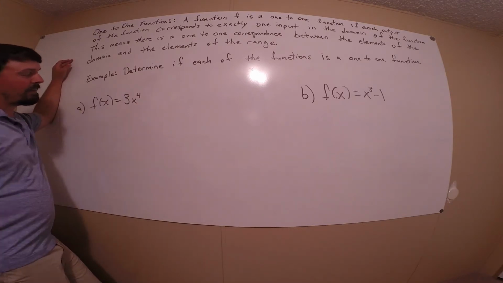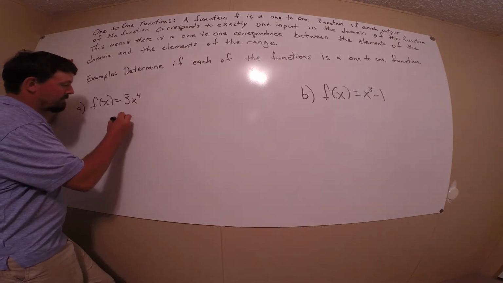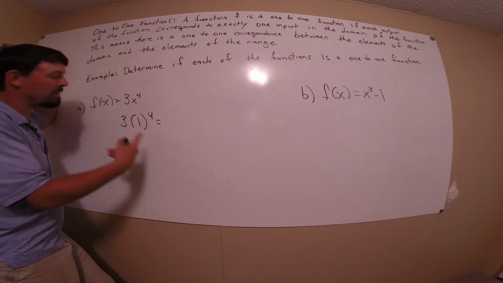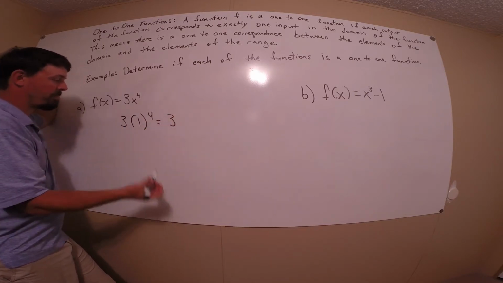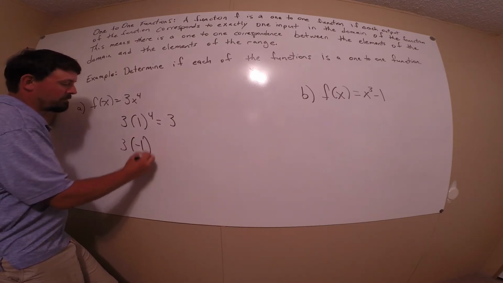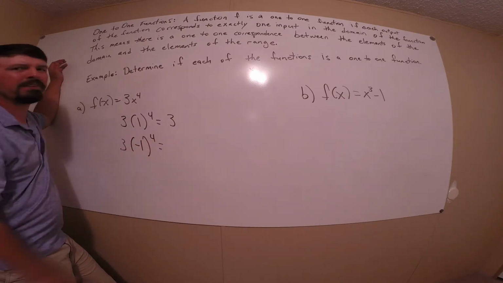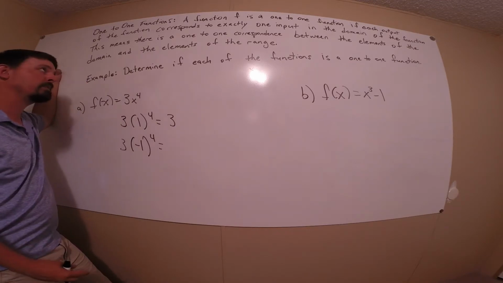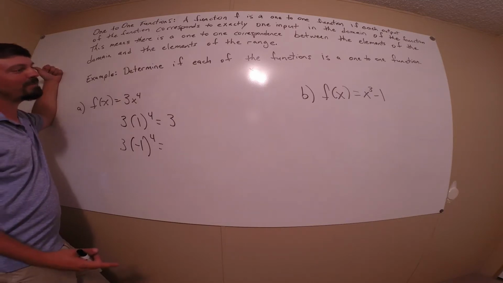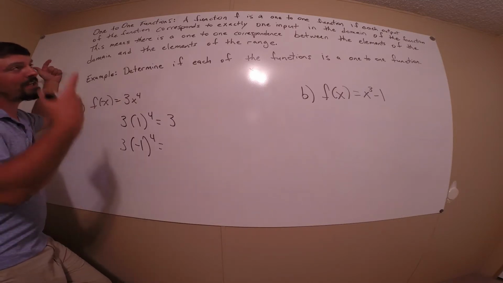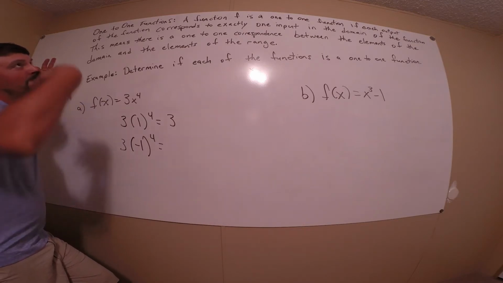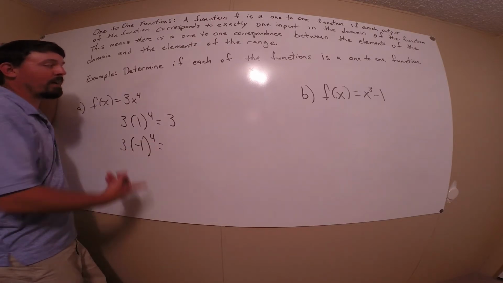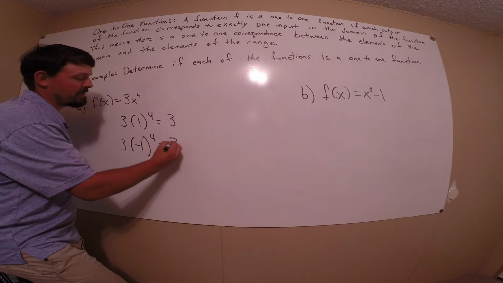Okay. Let's look at 1. If I plug 1 in, 3 times 1 to the 4th. 1 to the 4th is just 1. 3 times 1 is just 3. If I plug in a negative 1, negative 1 to the 4th, negative 1 times negative 1 is a positive 1, times negative 1 is another negative 1, and times another negative 1 is a positive 1. Any negative number raised to an even exponent is going to wind up being positive. So I get a positive 1 times a 3 is a 3.